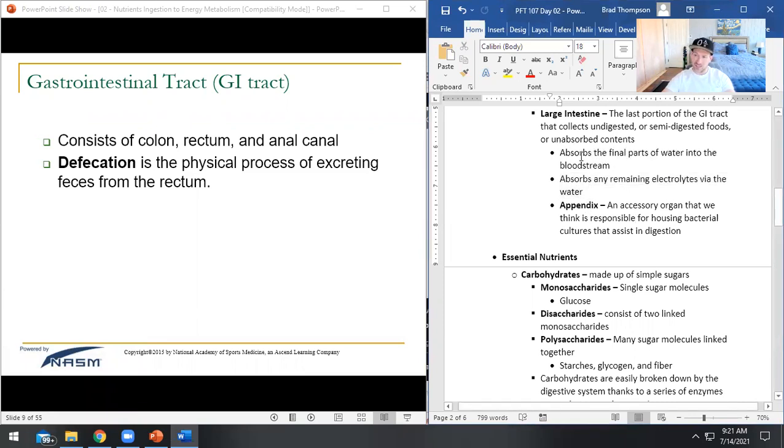For the record, there is an accessory organ that is attached to your large intestine called your appendix. We didn't really know what the appendix did for a really long time. I was taught in school that we don't know what it's for, which is why you can have your appendix removed pretty easily. But the new prevailing theory is that your appendix houses your gut bacteria cultures.